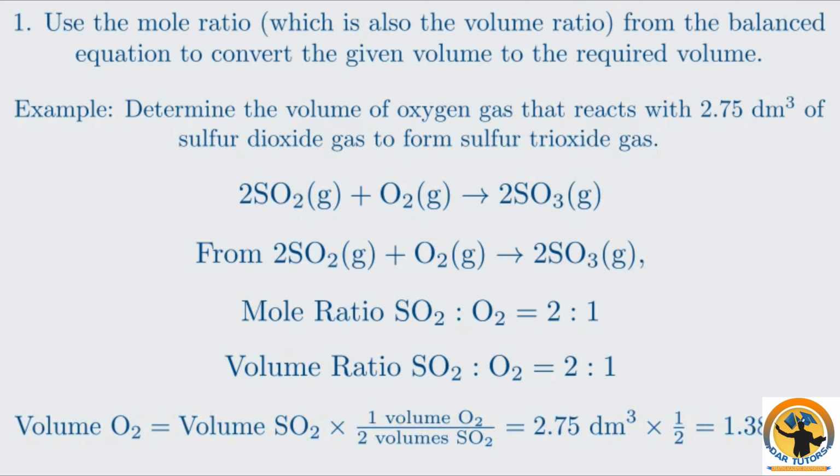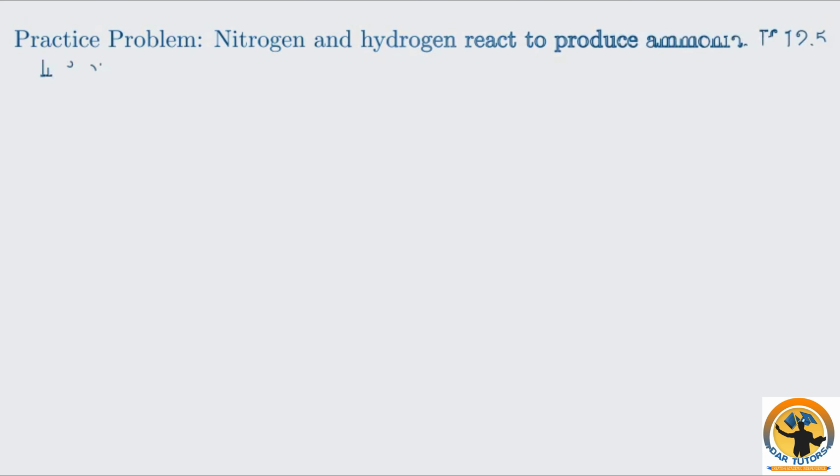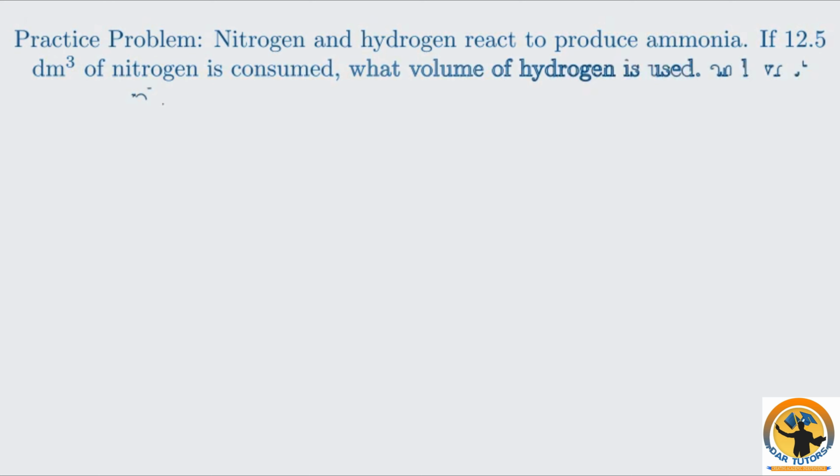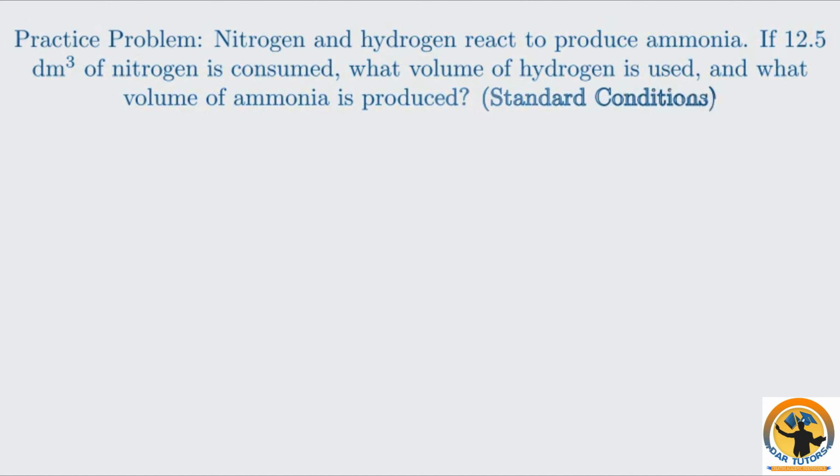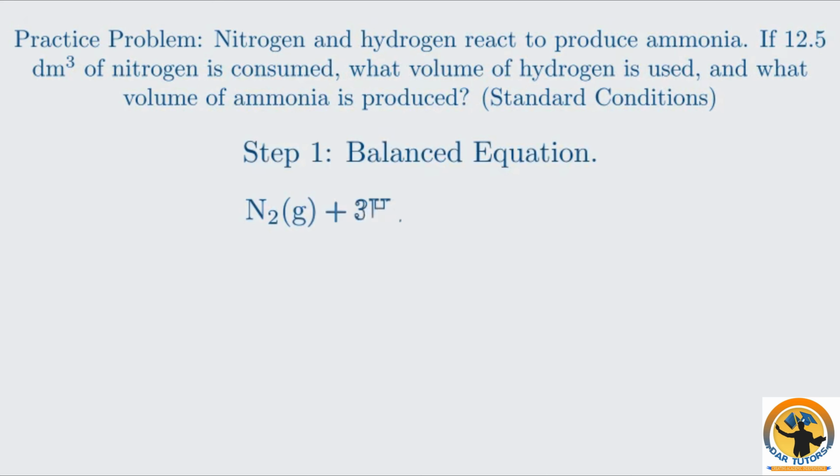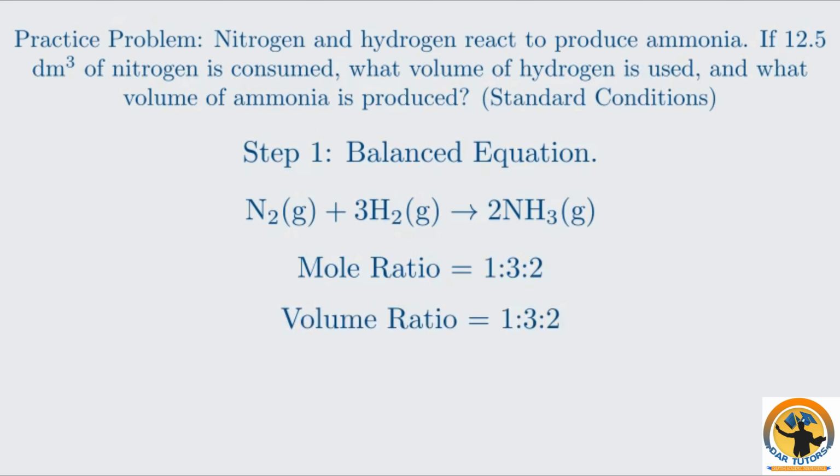It's that simple. Let's try one more. When nitrogen and hydrogen react to produce ammonia, what volume of hydrogen is used if 12.5 dm3 of nitrogen is consumed, and how much ammonia is produced? We assume standard conditions. First, we need the balanced equation. N2 plus 3H2 yields 2NH3. The mole ratios are 1 to 3 to 2, so the volume ratios are also 1 to 3 to 2.